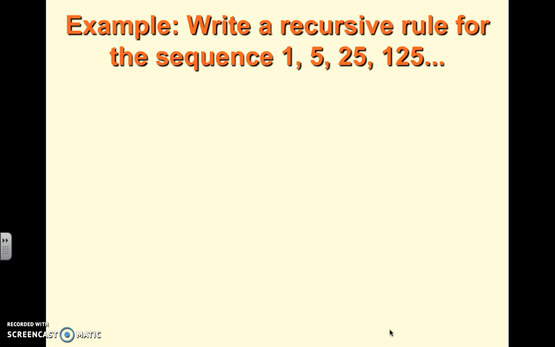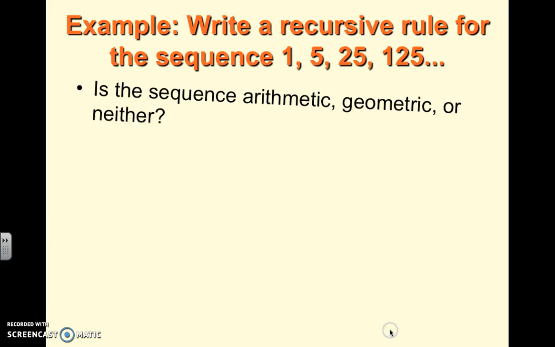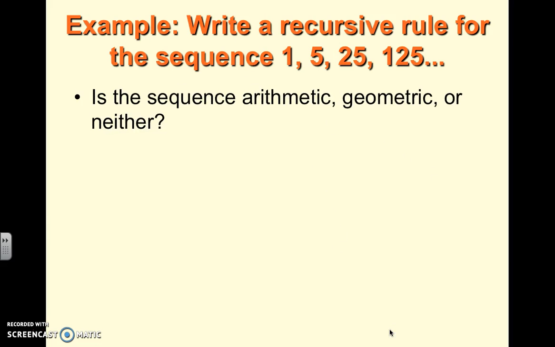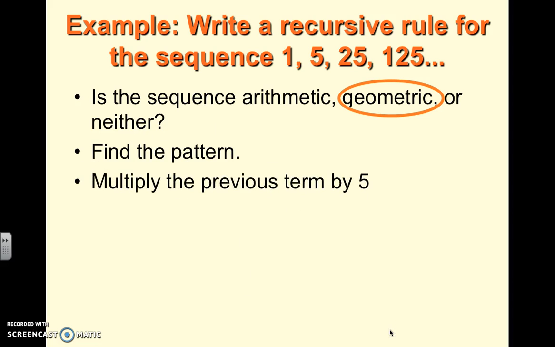And lastly, we're going to write a recursive rule for the sequence 1, 5, 25, 125. So first question is the sequence arithmetic, geometric, or neither? Are we adding? Are we multiplying? Or nothing? In this case, we're multiplying. So it's geometric. Let's find the pattern. Multiply the previous term by 5.